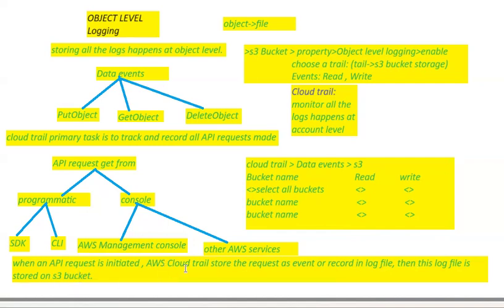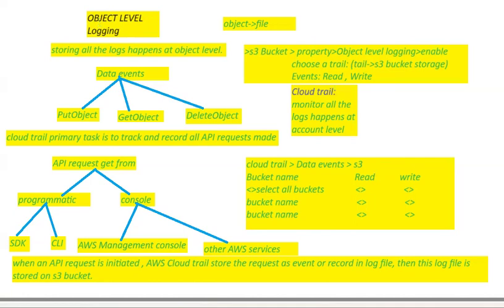CloudTrail will store all the requests whenever you activate that object level logging, either from data events, which is present in CloudTrail, or from your S3 bucket properties. What is the property? Object level logging. There you need to select the trail and provide the events. In both places you need to provide events. So these are the two ways you can enable object level logging.